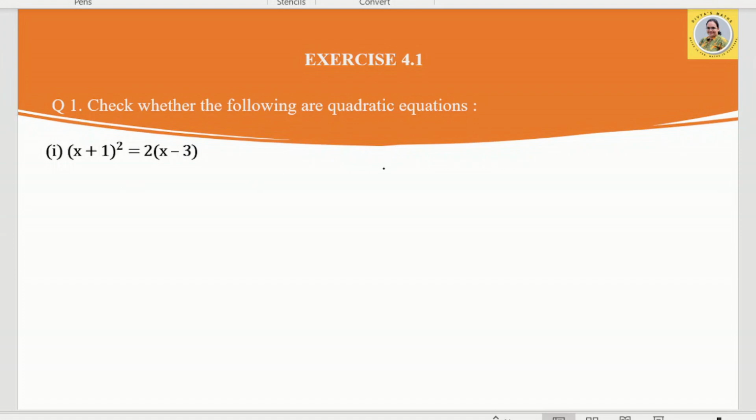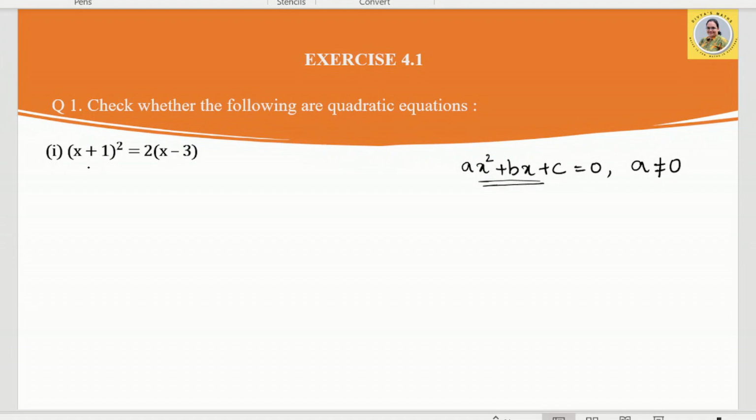So we know the standard form of a quadratic equation, that is ax square plus bx plus c is equal to 0, where a is not equal to 0. Yes, so we need to simplify and see if this is in the form of a quadratic equation. Okay, so now let us solve the problems.